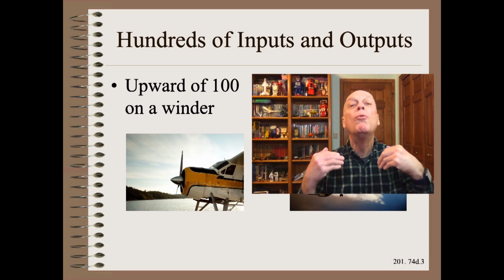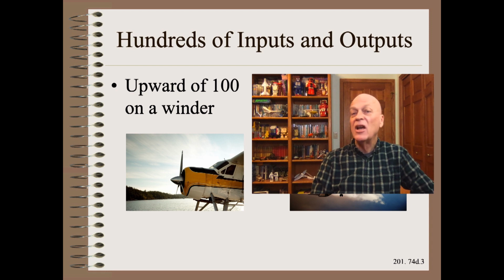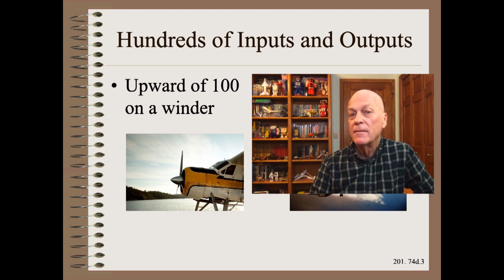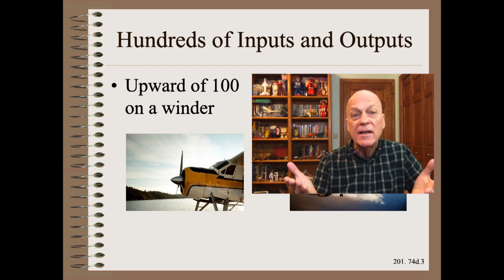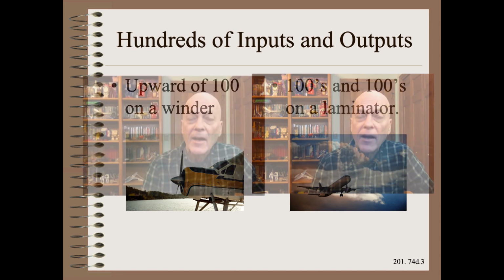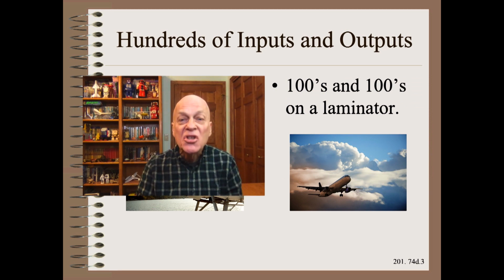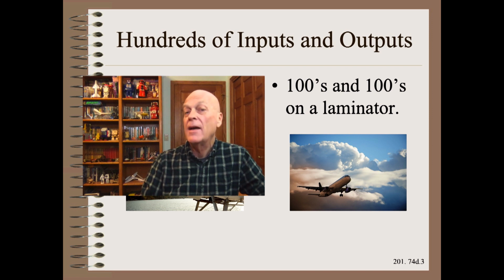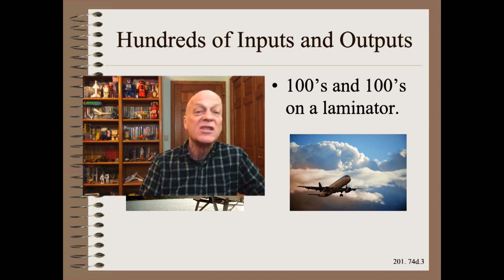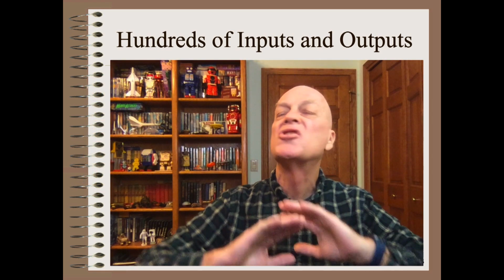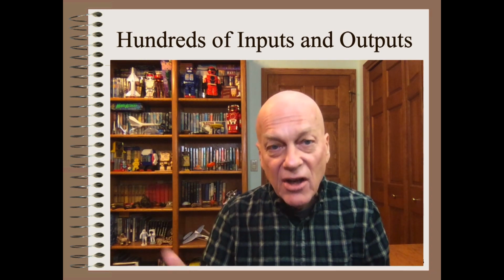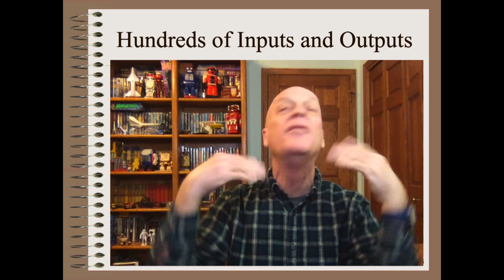There could be 100 control inputs and readouts on even a simple small winder. This would be as complex as a light aircraft. There can be hundreds and hundreds of control inputs and readouts on a laminator. This is similar to what you would find in a small jet. It is no wonder that operators and maintenance and engineers alike can all feel lost.